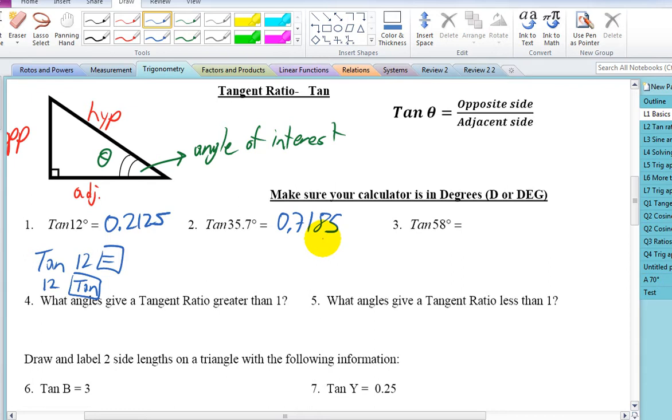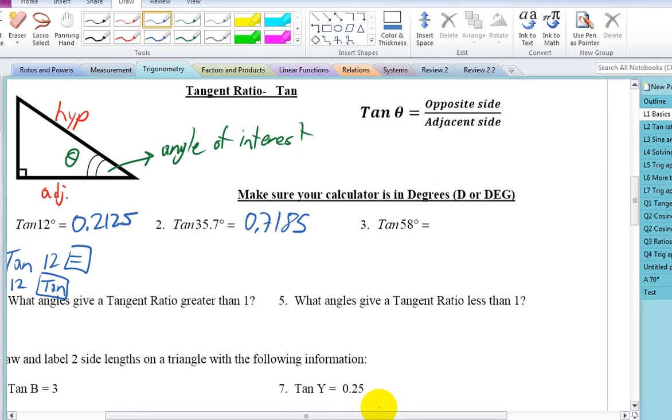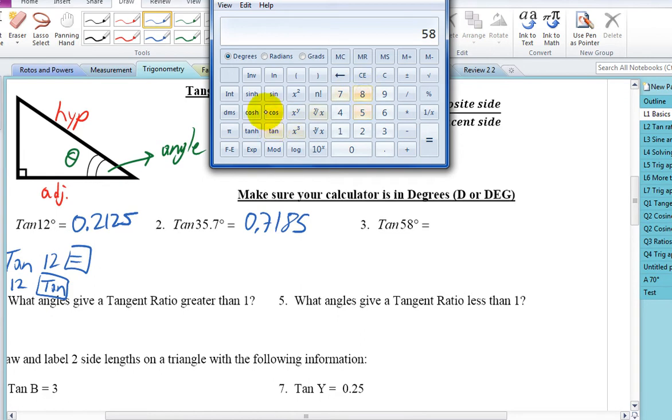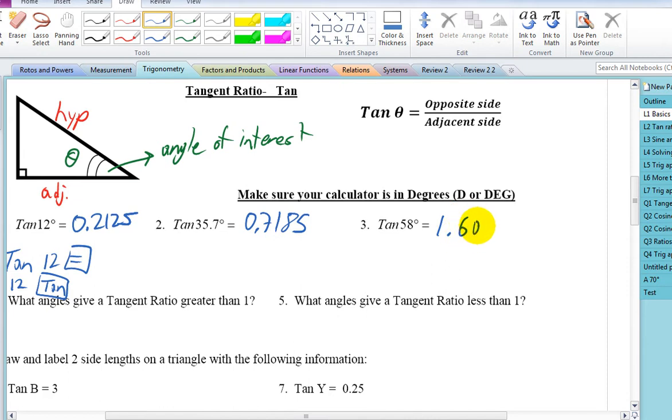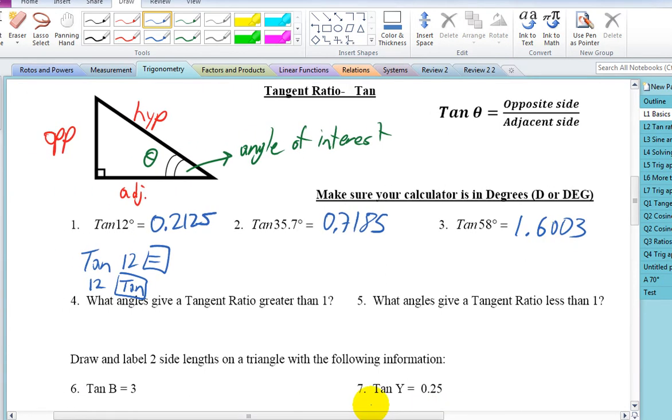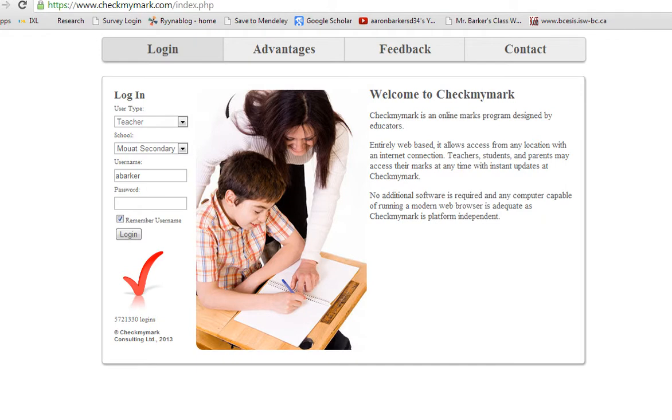Anyone not getting that? If not, come up right away so I'll help you with your calculator. Do the last one. 58.10. 1.6003. Okay. Any calculator issues? Do you know how your calculator knew that? I'll show you. Because your parents, a long, long time ago.